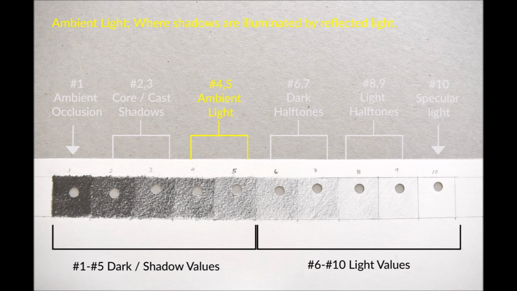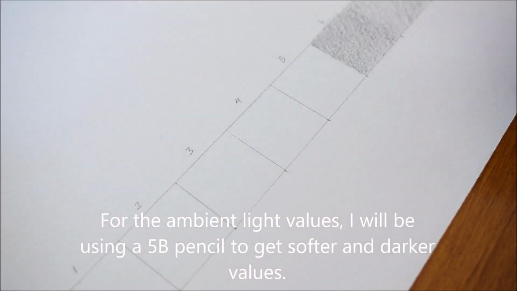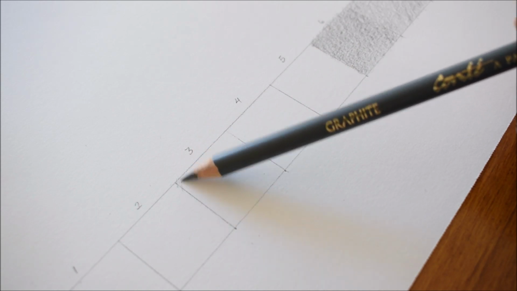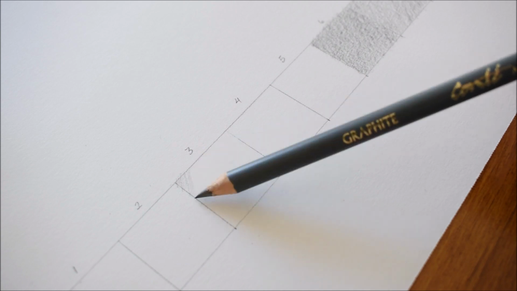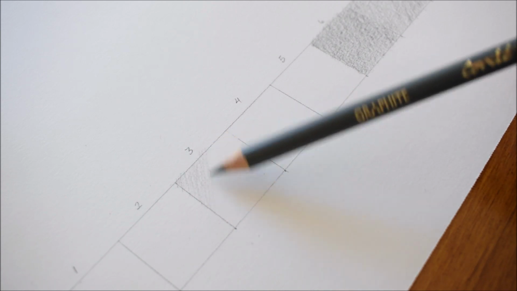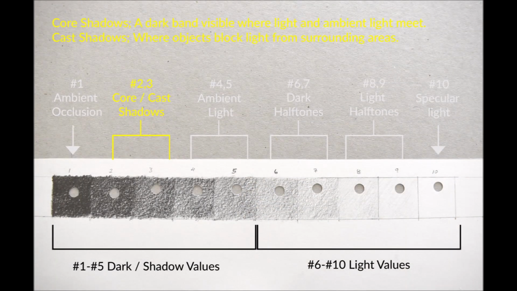Now we'll move into the shadow values. Number 4 and 5 are called ambient light. This is where shadows are illuminated by reflected light. For the ambient light values, I will be using a 5B pencil to get softer and darker values. I will also be shading value number 3 with my 5B pencil. These are core shadows or cast shadows.